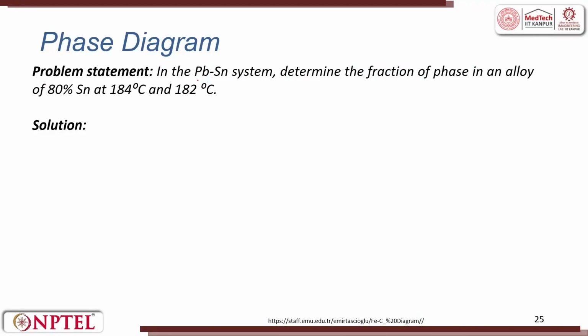I will give you one problem of another phase diagram. This is a lead tin system where they are asking to determine the fraction of phase in an alloy of 80% tin at 184 degrees centigrade and 182 degrees centigrade. In lead tin, I have lead at the left side and tin at the right side. So, this is 100% lead or 0% tin, I would say. So, tin percentage is 0 here, and it is 100 at the other end. This is the weight percentage of tin.